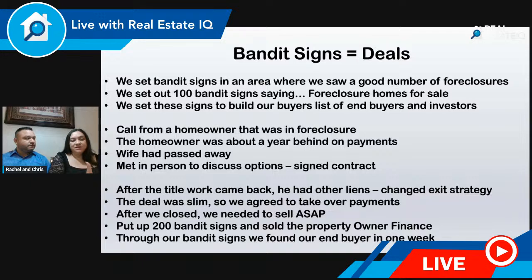You can see we upped the amount of bandit signs. We needed it sold immediately, so we upped our bandit sign amount, and we got it fairly quickly. So sometimes if you can afford more, then put out more. It might work a little bit better. Just keep in mind when you're looking at a deal, you want to have a few exit strategies, right?